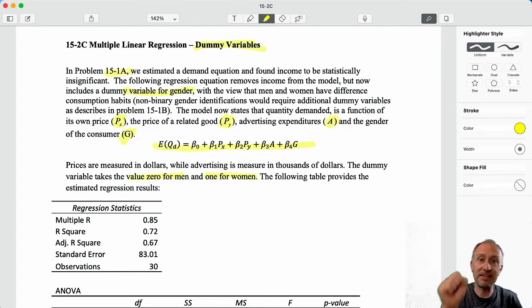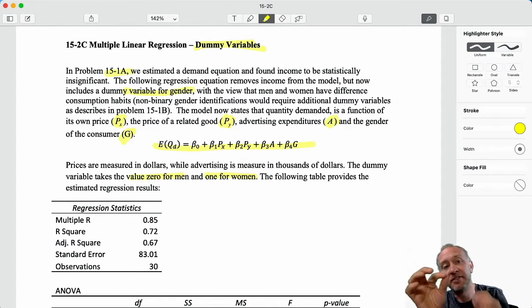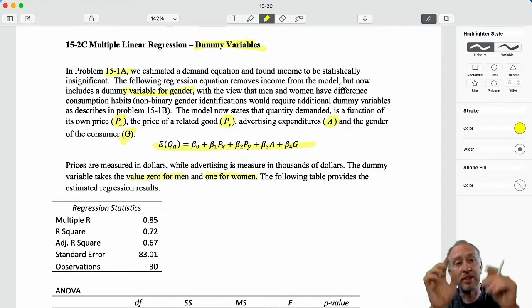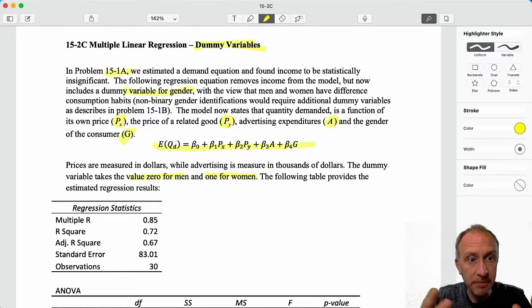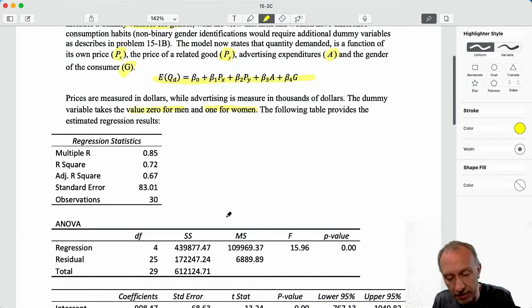So we have to code it. Everywhere I see a male observation, I replace it with a zero. Every observation that corresponds to a female, I enter a one. The numerical column is now a series of zeros and ones, and that numerical information the software knows how to handle. So here is that output.